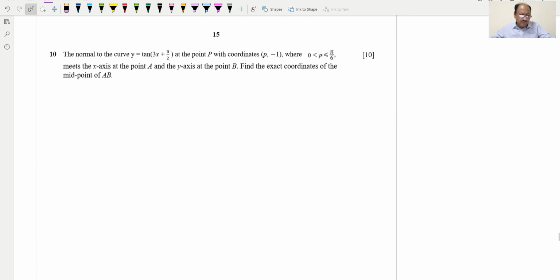Hopefully you understood this. Question number 10. The normal to the curve at the point P with coordinates P and minus 1, where P is varying from 0 to pi by 6, meets the x-axis at point A and the y-axis at point B.